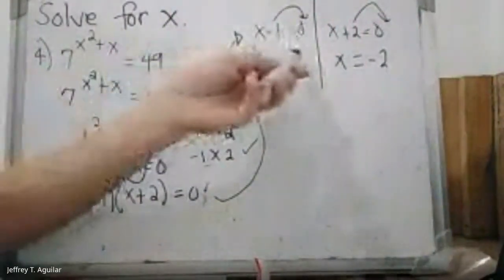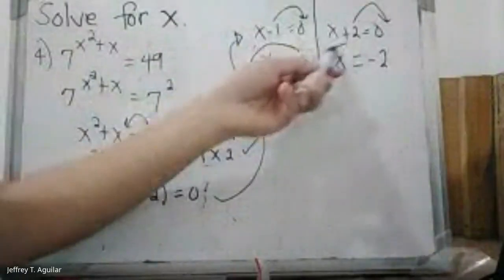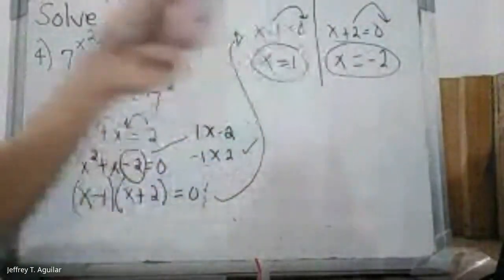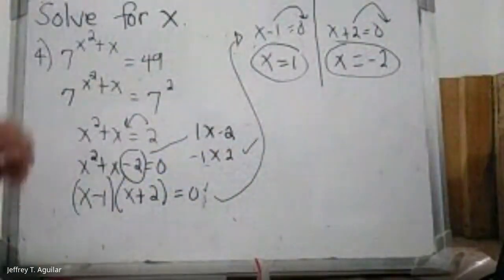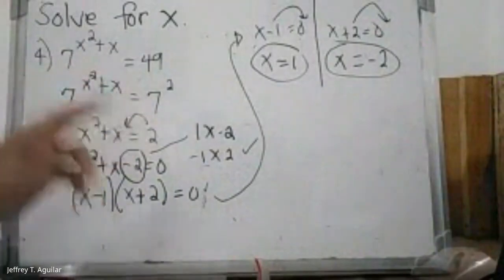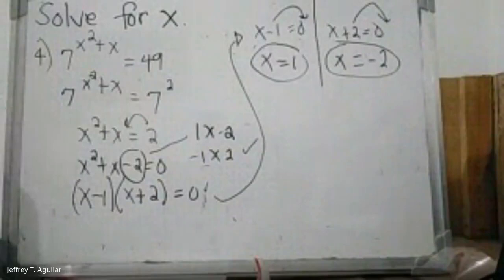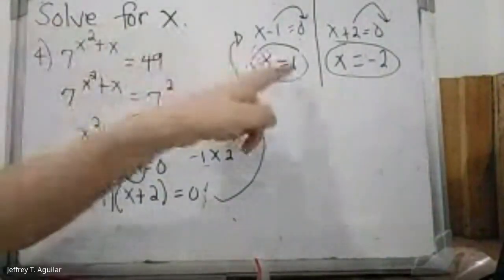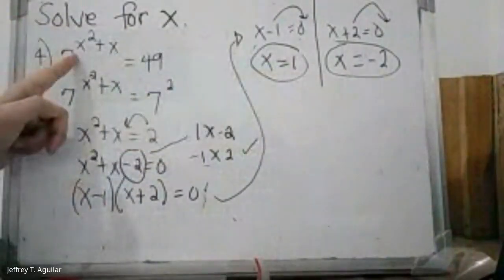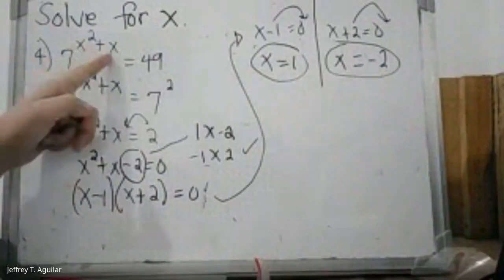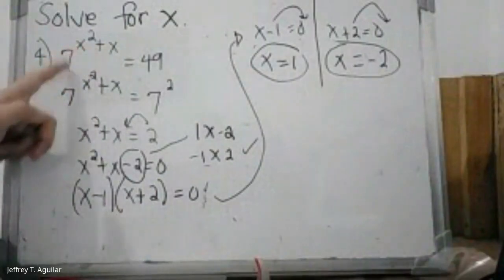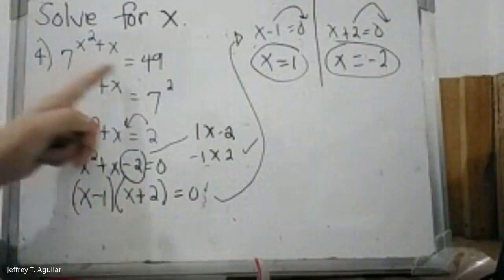These are now the answers. So at this point, we have two answers. It would be possible that we have actually two answers in one particular exponential equation. Because if you are going to substitute 1, this will become 1 squared plus 1, that's 2. What is 7 squared? 49. So 49 is equal to 49.